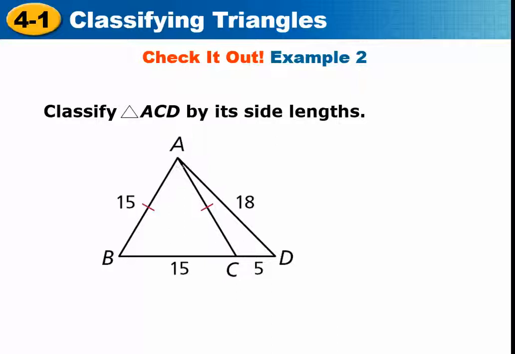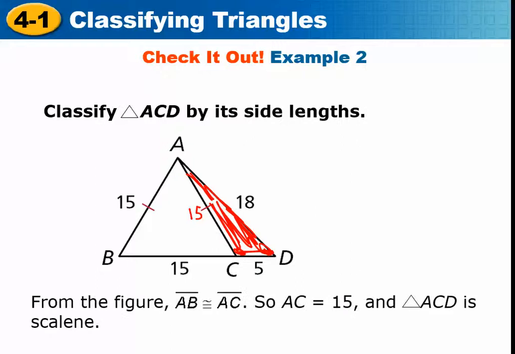Classify triangle ACD. I almost said B, so C is this one. So we're looking at, let me mark this triangle, ACD, this skinny little one on the end. All right, so we know segment CD is 5. We know segment AD is 18. What about AC? Well, AC is marked congruent to AB, so this is also 15. So we have side lengths of 15, 18, and 5. None of them are the same, so it's scalene.